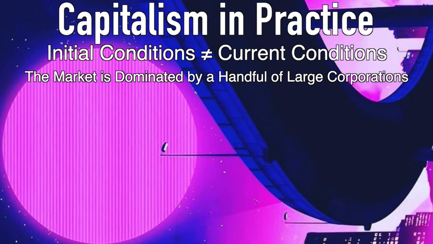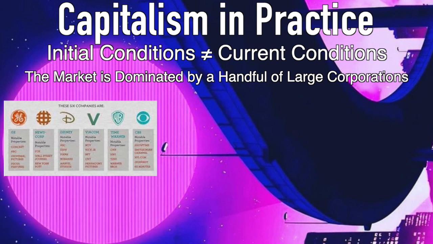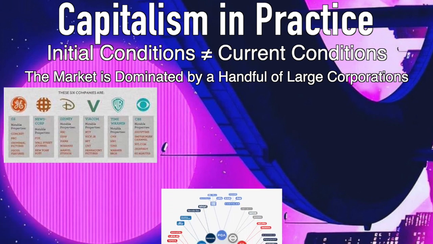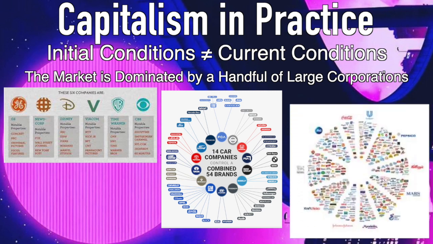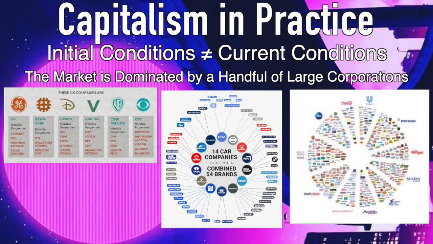Today, the market is dominated by a handful of corporations that own everything. Here are the corporations that produce everything you watch. Here are the corporations that produce everything you drive. And here are the corporations that produce everything you consume. The very same principles that have built a strong economy, if left unchecked, could lead to its eventual downfall. The dangers of an unchecked capitalist system have been warned of, dating back almost as far as its creation.